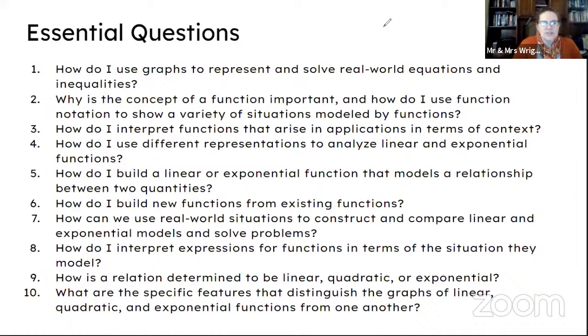How is a relation determined to be linear, quadratic, or exponential? What are the specific features that distinguish the graphs of a linear, quadratic, and exponential function from one another? That's a lot of questions. Some of them you may already know, but any ones you don't know, you will know soon.